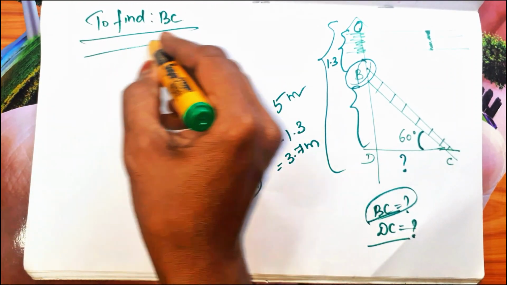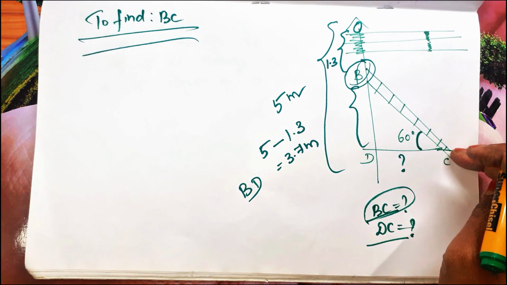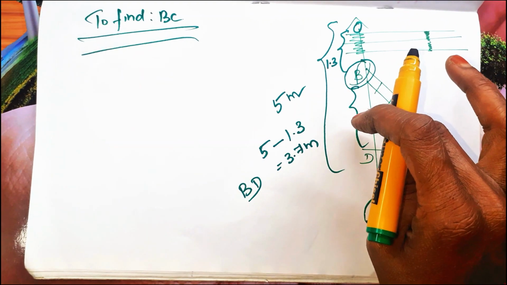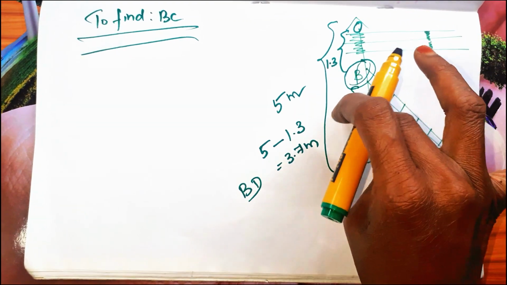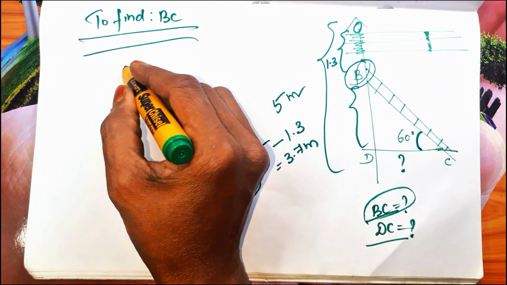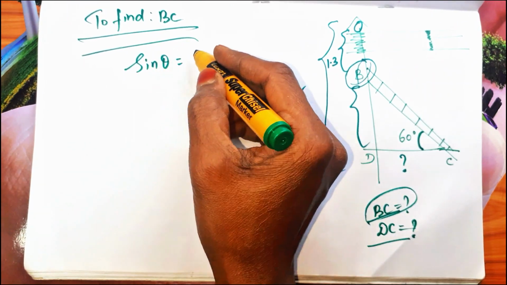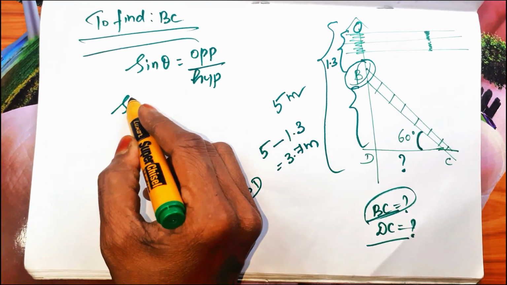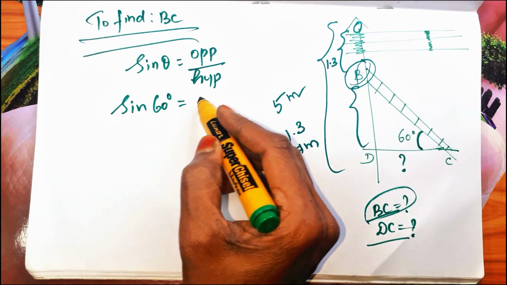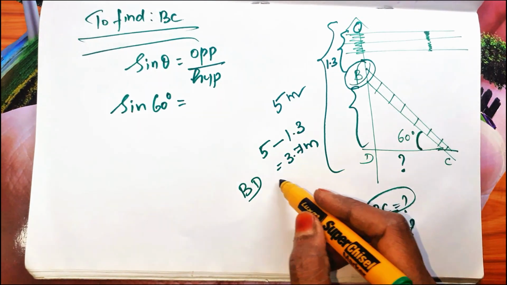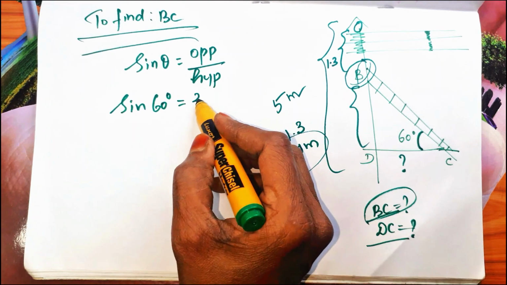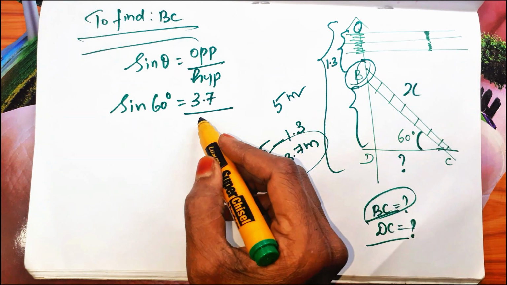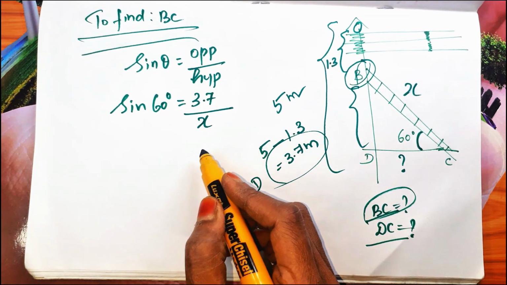So what is BC actually? BC is the hypotenuse. We know the opposite side. So the trigonometric ratio which involves opposite side and hypotenuse is sine theta equal to opposite side by hypotenuse. So here theta is 60 degrees. Sine 60 is equal to opposite side, which we have just calculated, that is 3.7, by hypotenuse, which we don't know. Let it be x.